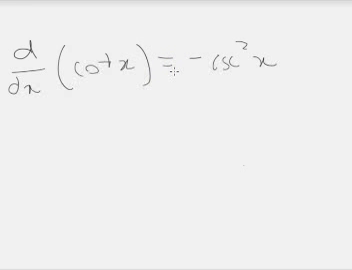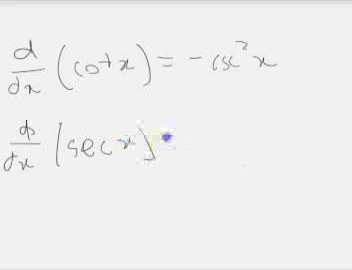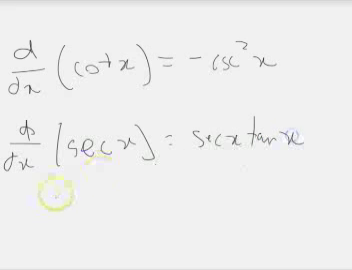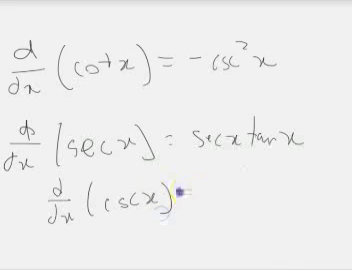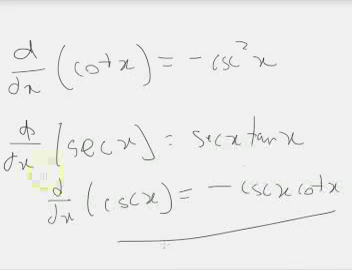And I'm just going to tell you these ones. So the derivative of secant x is equal to secant x times tangent x, and then based on my rule, the derivative of cosecant x is equal to, we got a negative, and then we have the cos, cosecant x, cotangent x. So those are all the derivatives of those three trig functions that you need to know.